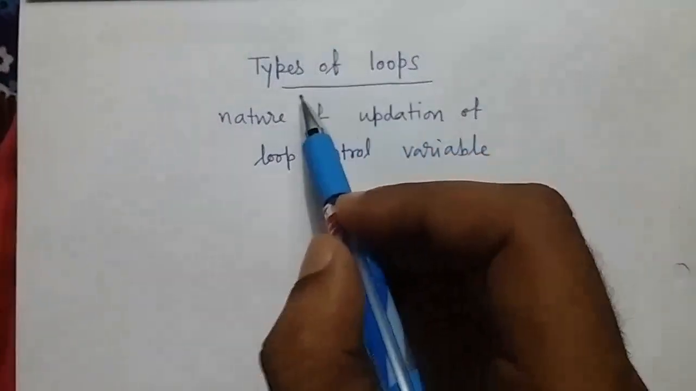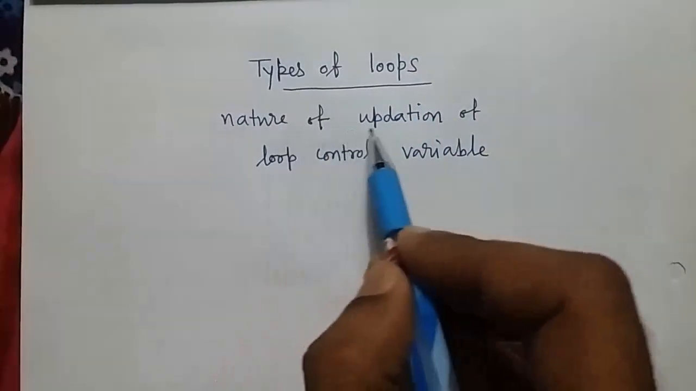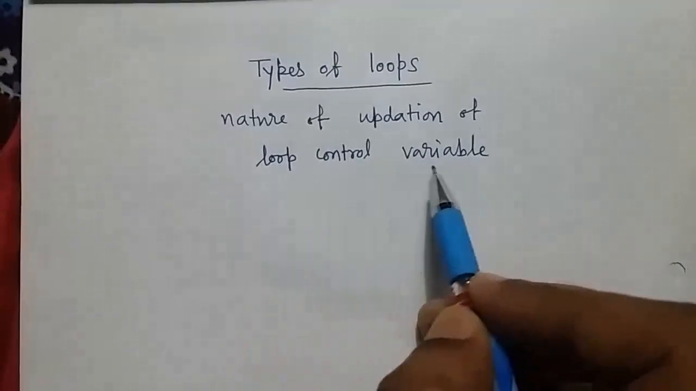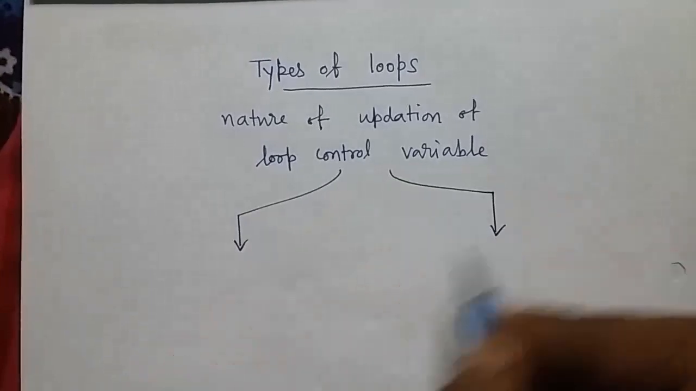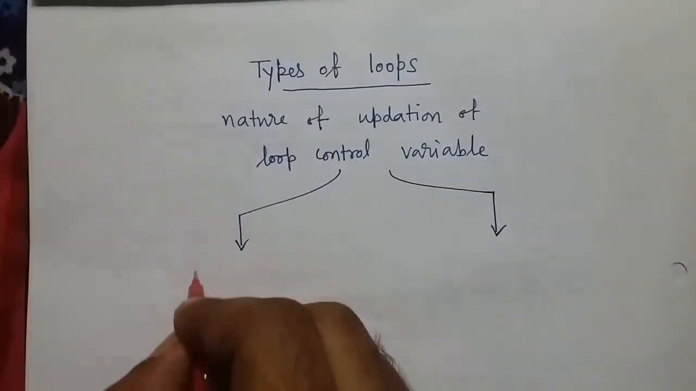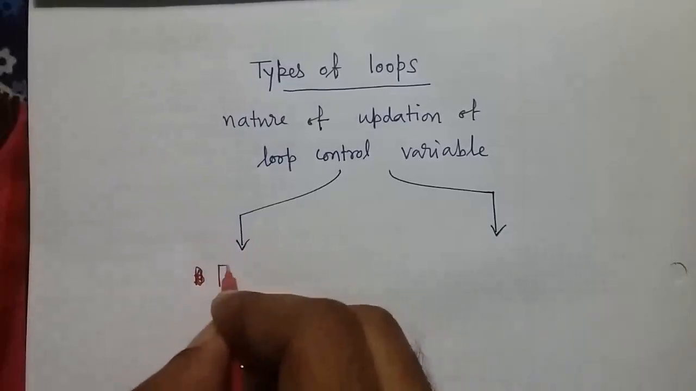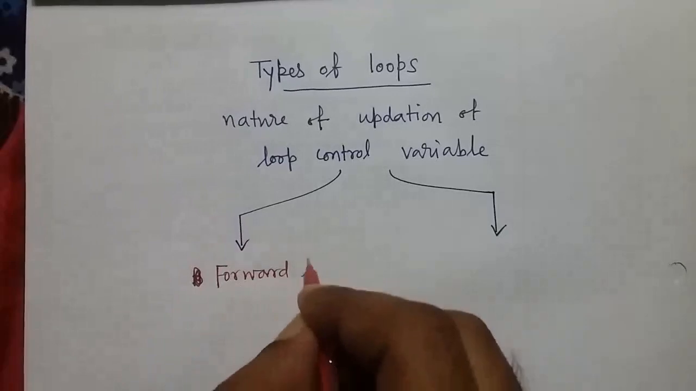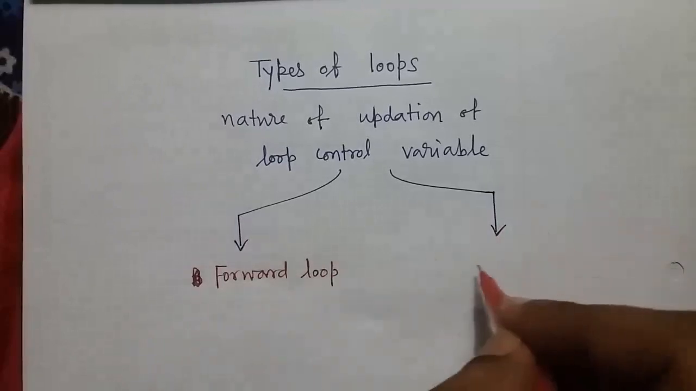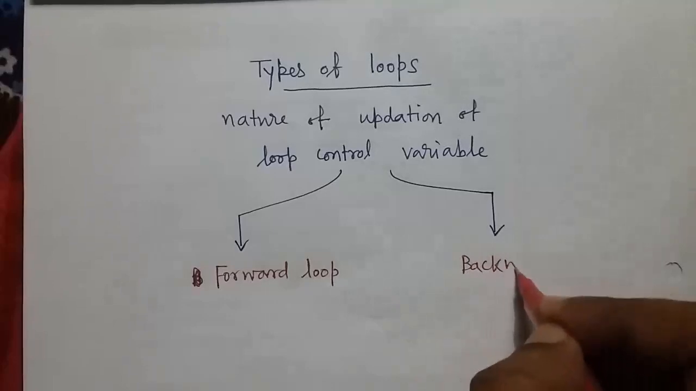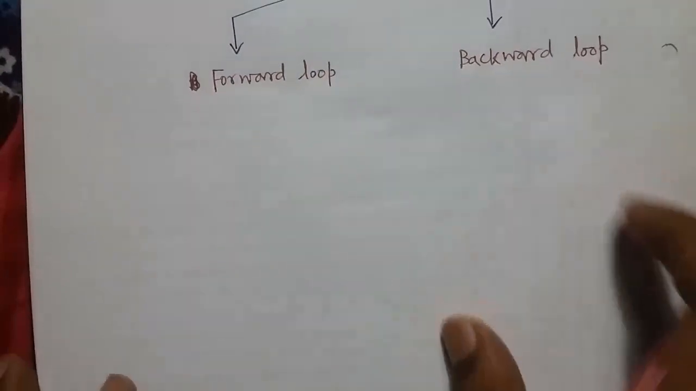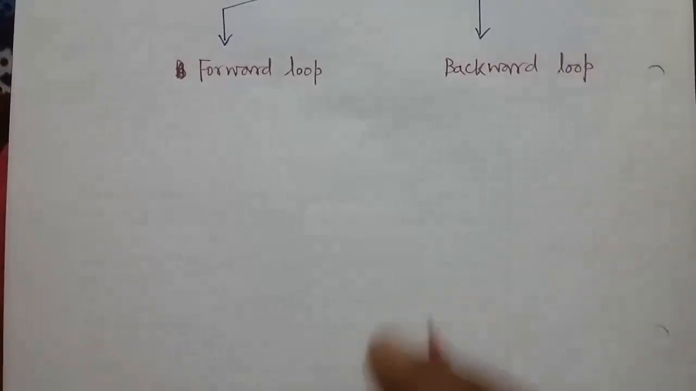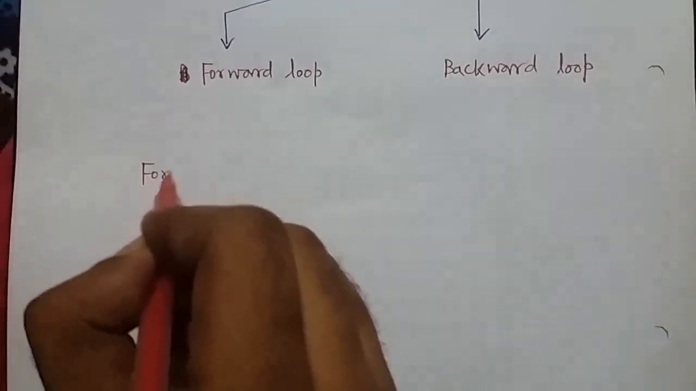Now we will discuss the types of loops considering the factor nature of updation of the loop control variable, and the loops are of two types. Number one is forward loop, and the second one is backward loop. So now let's define these two. At first, forward loop.